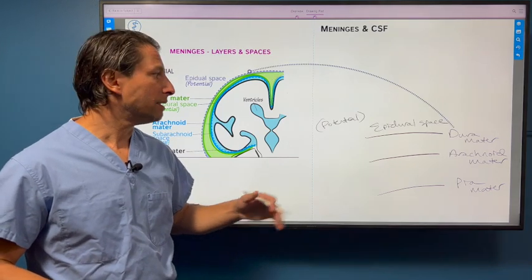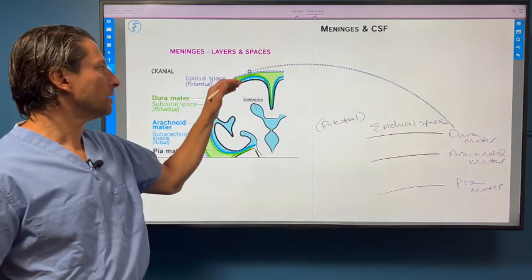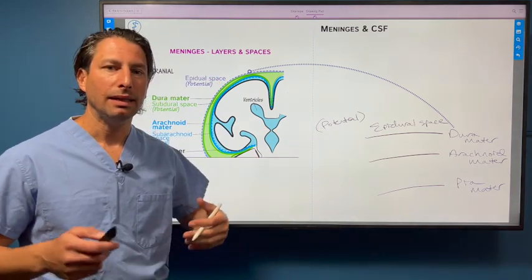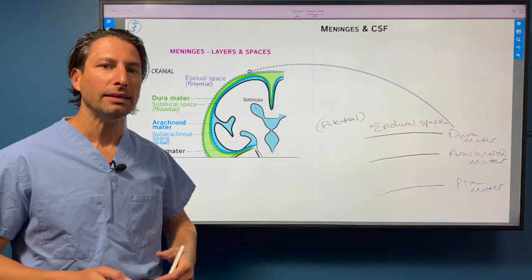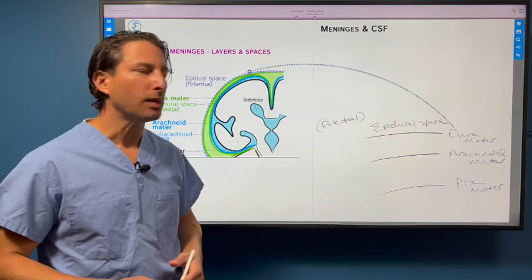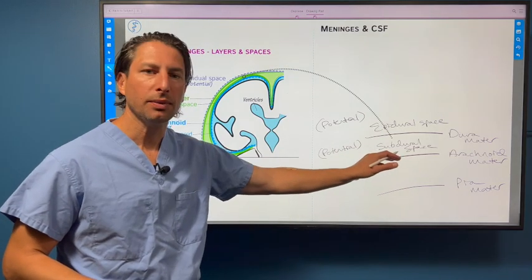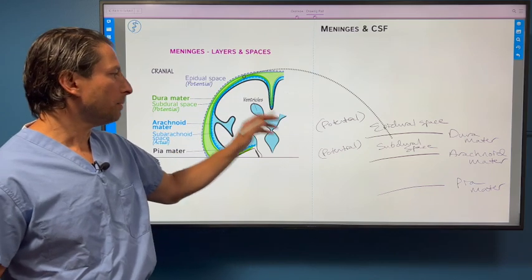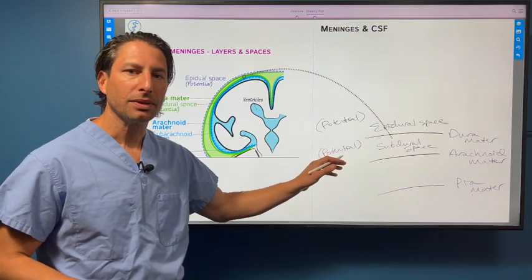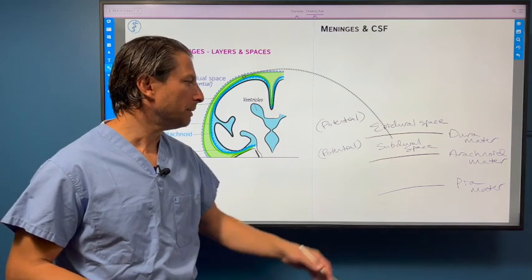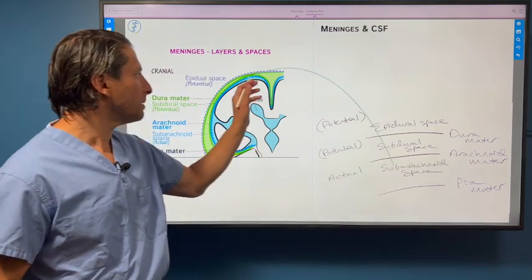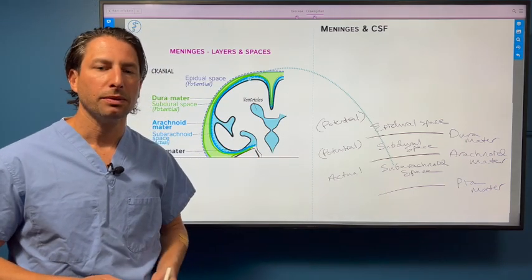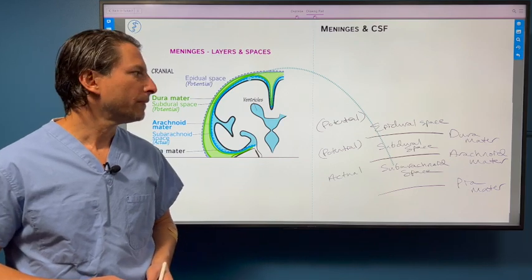Now, when it comes to the spaces, there's an epidural space just outside of the dura. It's a potential space, meaning it doesn't naturally exist, but it can be created through injury, such as we'll see with epidural hematoma. And then there's a subdural space, which lies beneath the dura, between it and the arachnoid mater. And again, it's a potential space, as we'll see with subdural hematoma. And then there's the subarachnoid space here we see in blue. Now this is an actual space filled with cerebrospinal fluid present all the time.